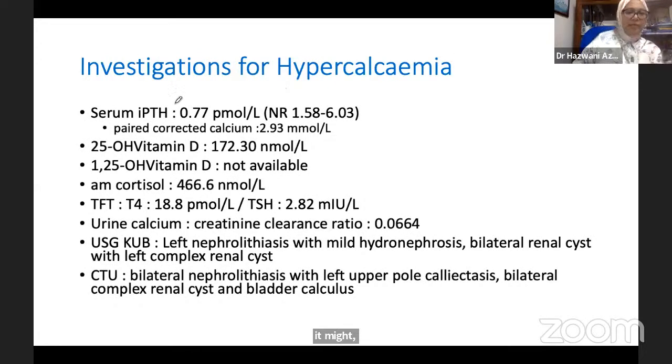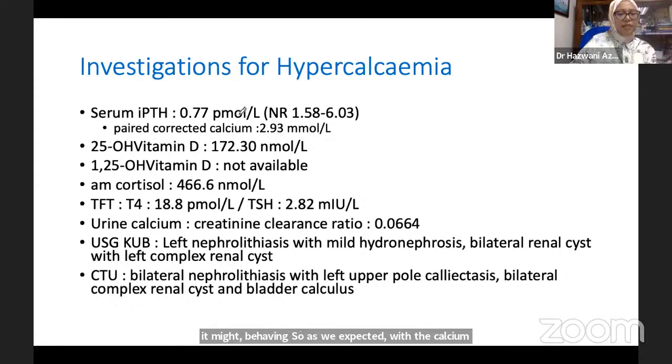So as we expected, with the calcium of 2.9 during this time, the iPTH is 0.77, meaning it's suppressed. This is non-iPTH dependent. The vitamin D level is not within the toxic level; this is still within the normal level. We are unable to get 125 hydroxy vitamin D because it has to be sent to the private lab. And then the cortisol was normal. He's not hyperthyroid. And then the urine calcium creatinine ratio is not low.